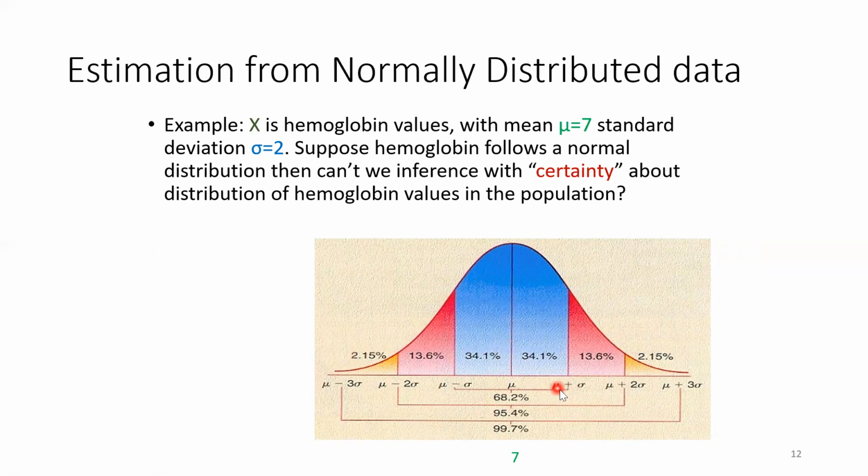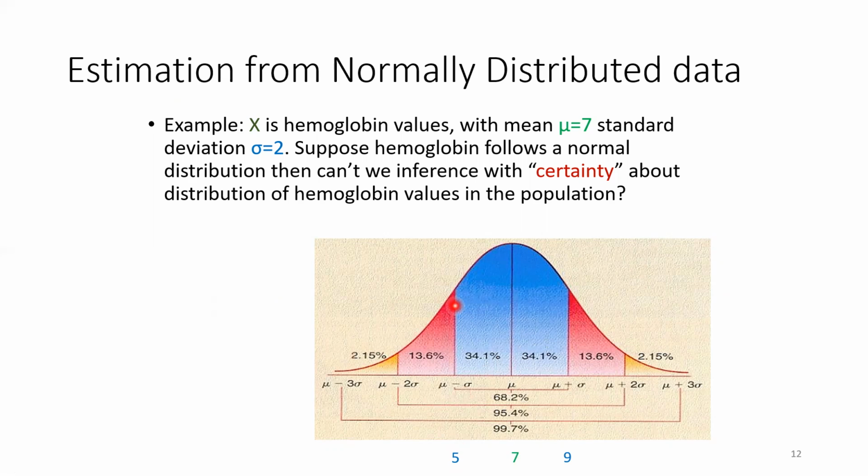If I add mu plus sigma, mu is 7, sigma is 2 here. So 7 plus 2 is equal to 9, and 7 minus 2 is equal to 5. So I can interpret that there is a 68.2% chance that the hemoglobin of patients lies between 5 to 9.